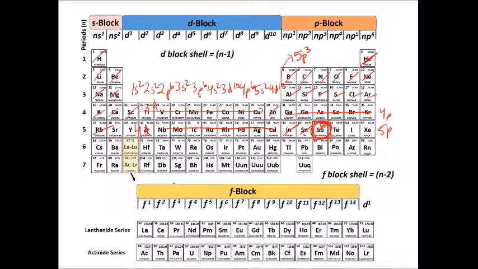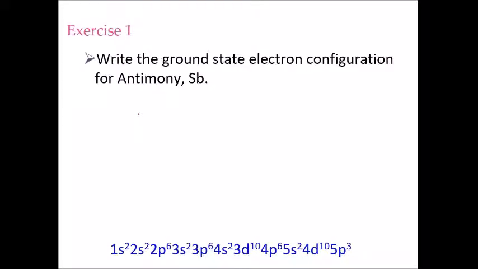Yes, this one's a long one. That's why they don't make you do these ones down here. They take too long. So that's how you would completely fill out the ground state configuration for antimony. And yes, it ends over here on 5p3. Use the periodic table, start at the top. You'll get faster and better at it as you practice.